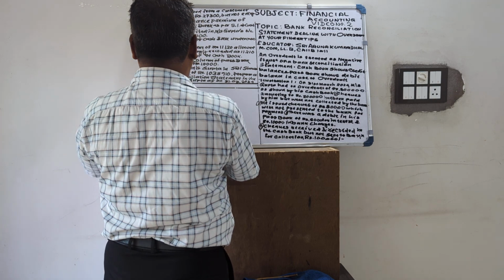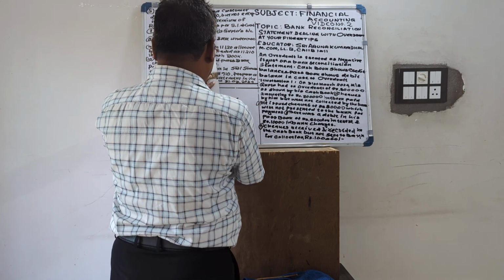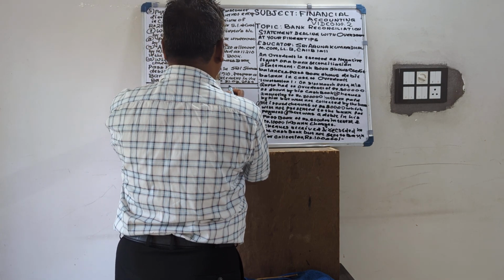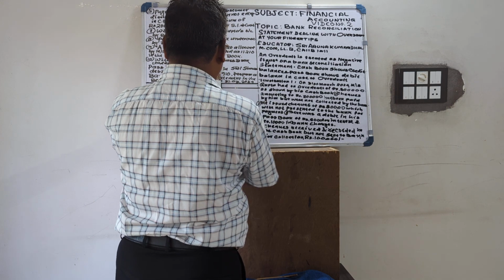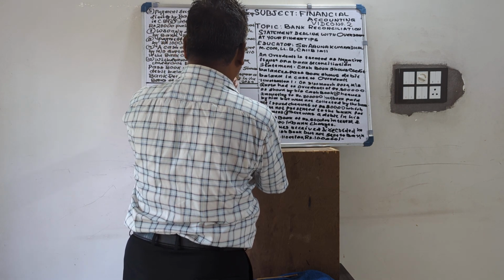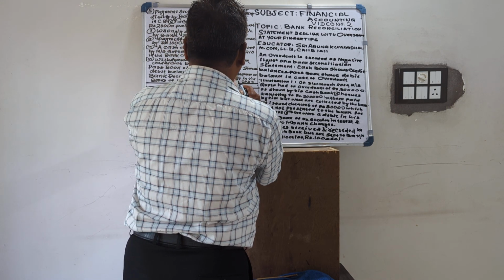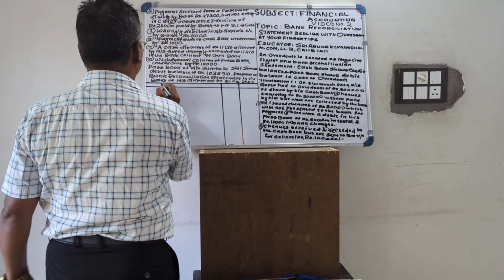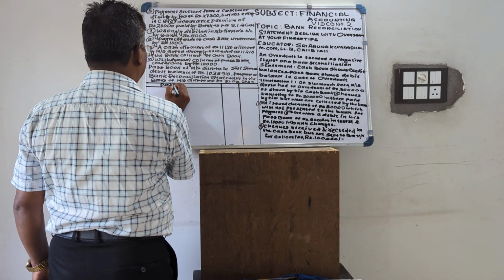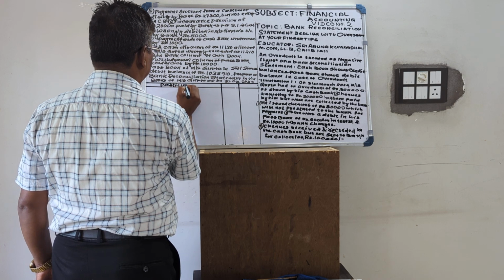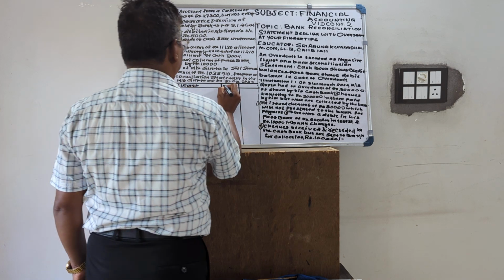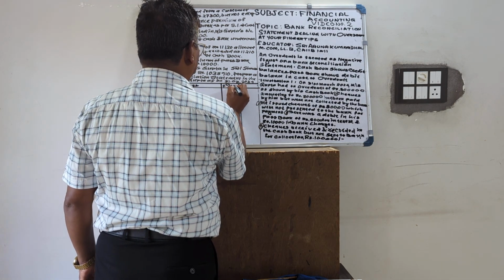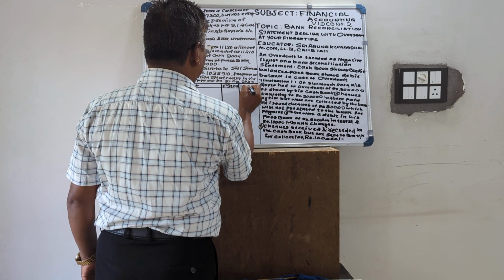Bank reconciliation statement in the books of Messrs. Gupta as on 31st March 2024. That we will prepare now. Here, particulars, then plus item, then minus item. Overdraft is a minus item.